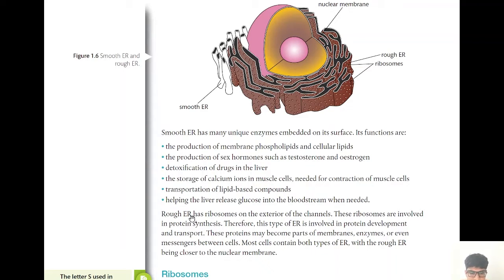Rough endoplasmic reticulum has ribosomes on the exterior of the channels. These ribosomes are involved in protein synthesis. Therefore, this type of ER is involved in protein development and transport. These proteins may become part of membranes, enzymes, or even messengers between the cells.